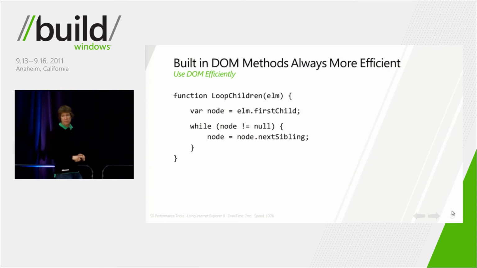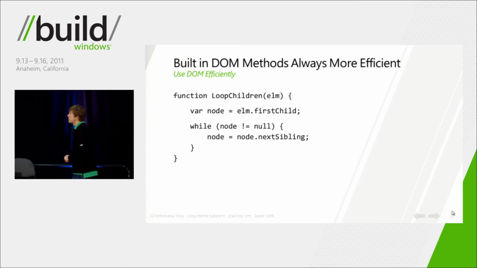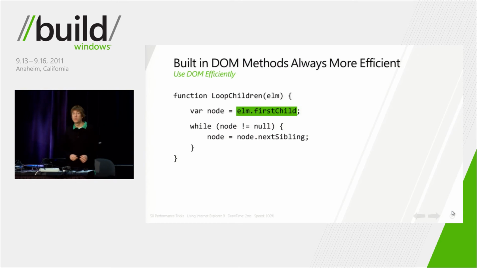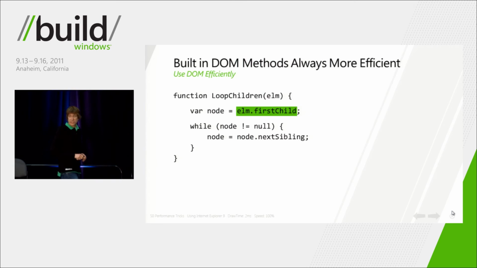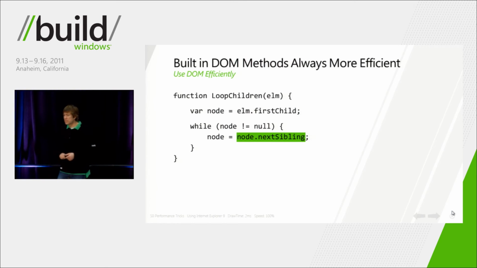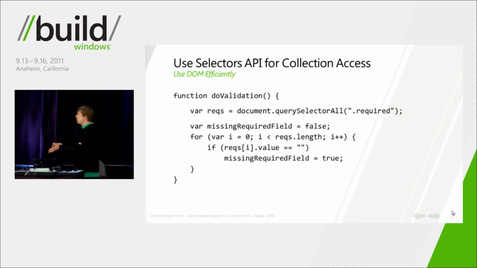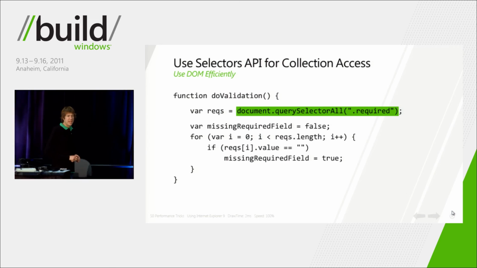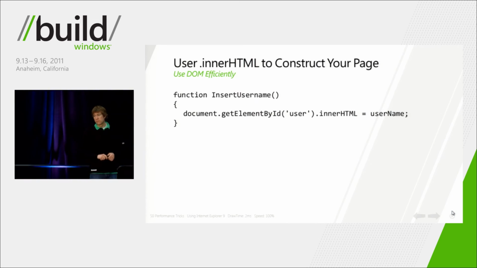The built-in DOM methods are always faster and more efficient than anything that you can write in JavaScript. So when possible, make sure that you're using these and not any third-party libraries or your own code for these interactions, like navigating trees. So in this case, we're just going down to first child, or next sibling. And when you need to query for a large number of DOM elements, we recommend querySelectorAll. It's faster than any script-based mechanism that you can find.